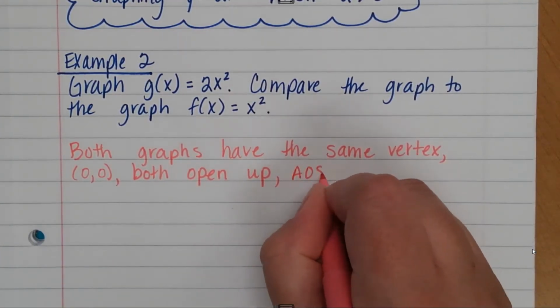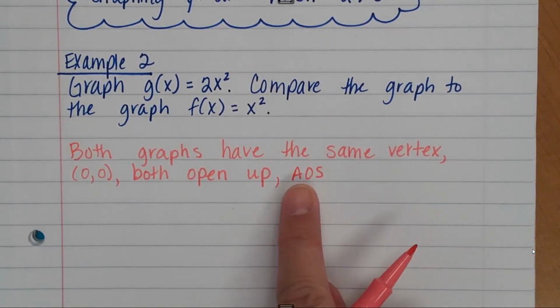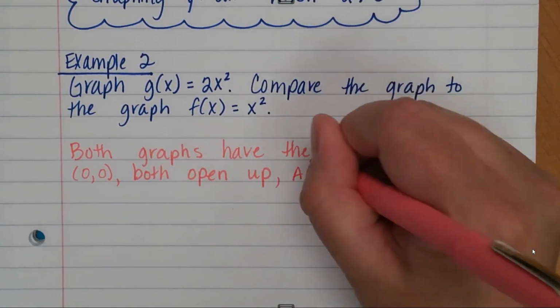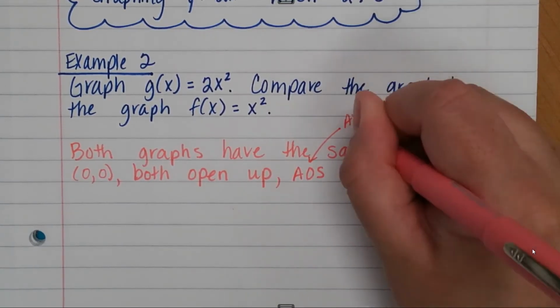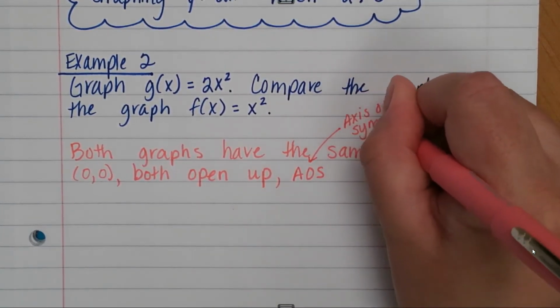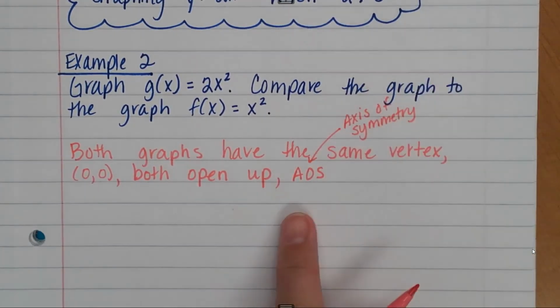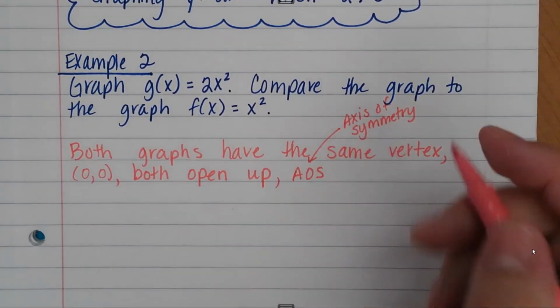So we're going to say axis of symmetry. I'm going to put AOS as short, right? This is axis of symmetry, and I'm going to write it one time. That way we know that means axis of symmetry. So the axis of symmetry is the same, which is x equals 0.